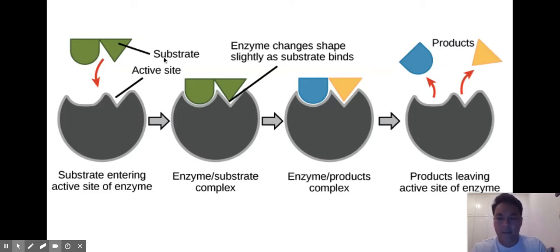So what's happening in this picture? Let's understand. Here's the substrate. That's what's being worked upon. It lines up with the active site. That's the part of the protein that can hold the substrate in place. This enzyme changes shape slightly as the substrate binds, and then voila, it helped to break it in half or to form the product. Right?